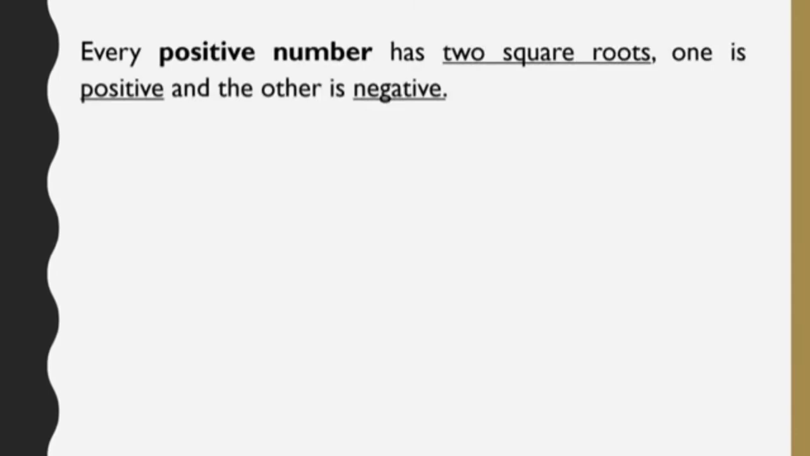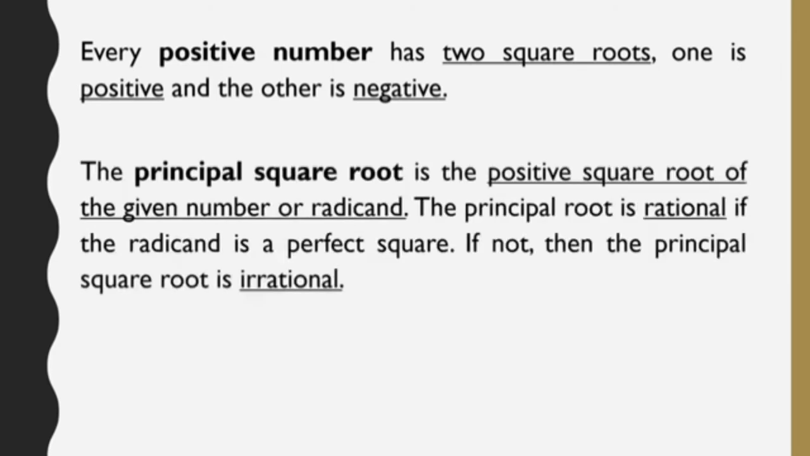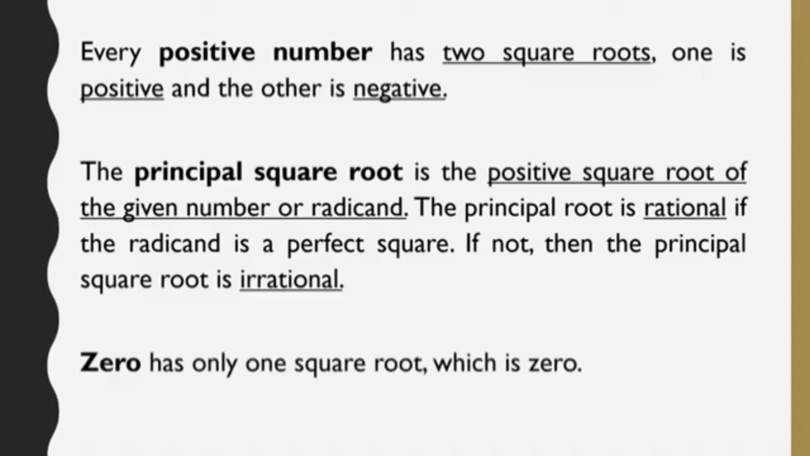Every positive number has two square roots. One is positive and the other is negative. The principal square root is the positive square root of the given number or radicand. Kapag sinabing radicand, iyon yung number na nasa loob ng square root symbol. The principal root is rational if the radicand is a perfect square. If not, then the principal square root is irrational. So 0 has only one square root which is 0 because 0 times 0 is equal to 0.